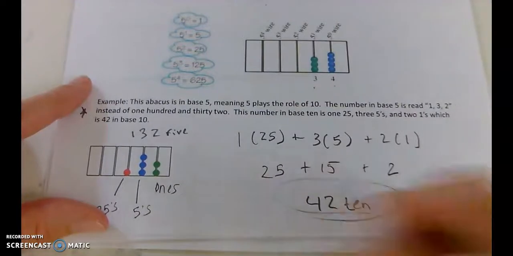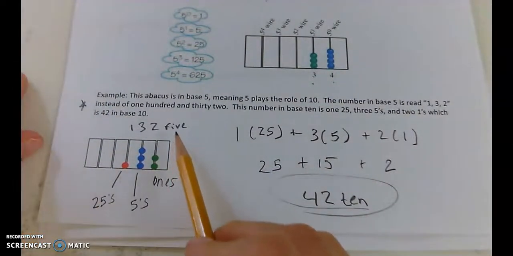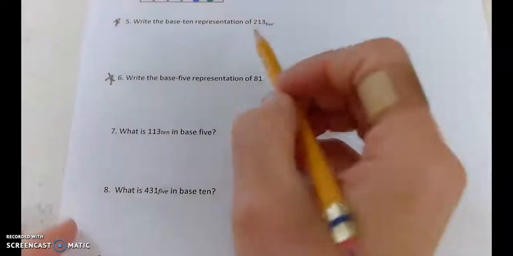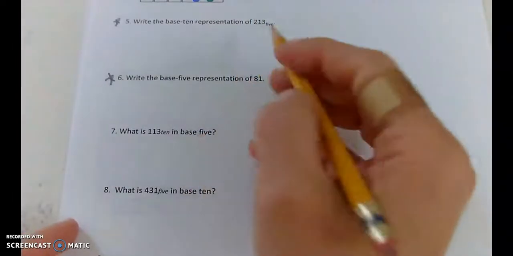So you kind of want to note, when I'm writing in base 5, make sure you have a little 5. And base 10, if you don't write anything, we assume it's in base 10. Okay? All right, let's take a base 5 number and write it in base 10 again.